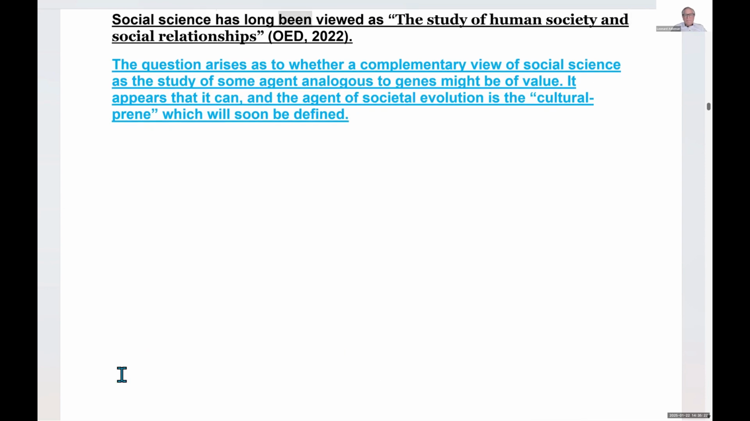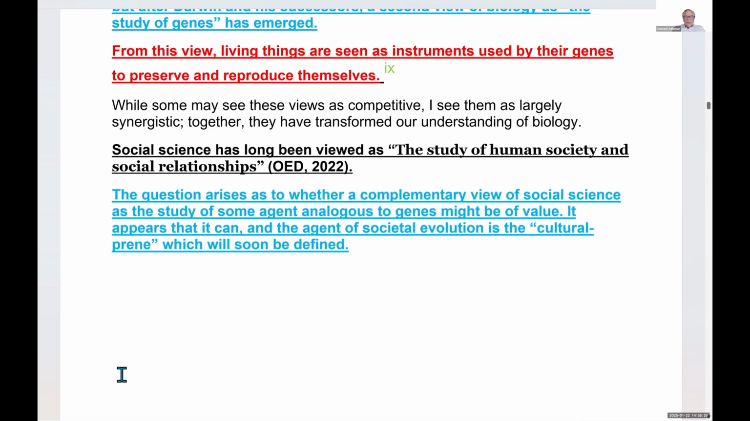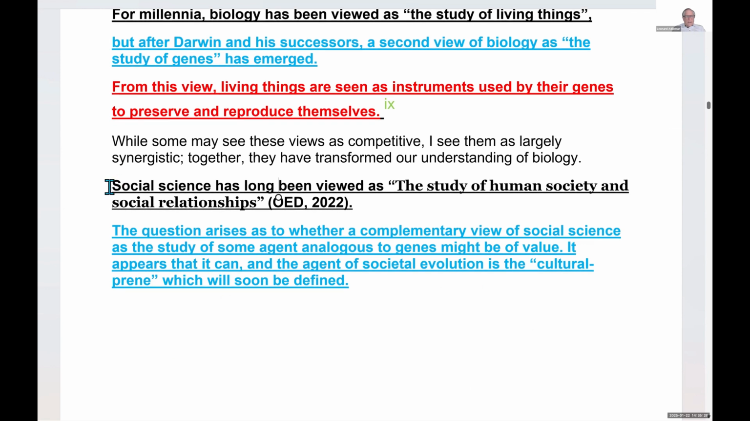Social science has long been viewed as the study of human society and social relationships, OED.